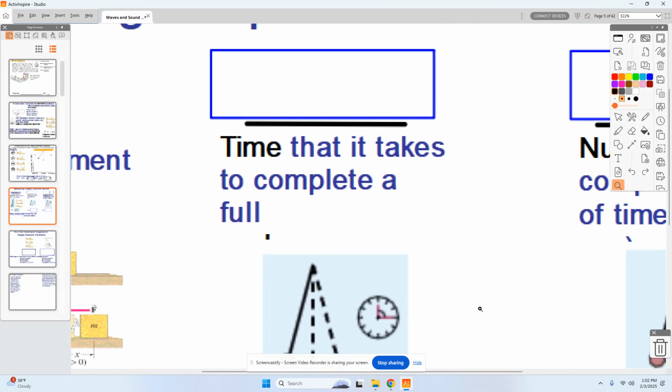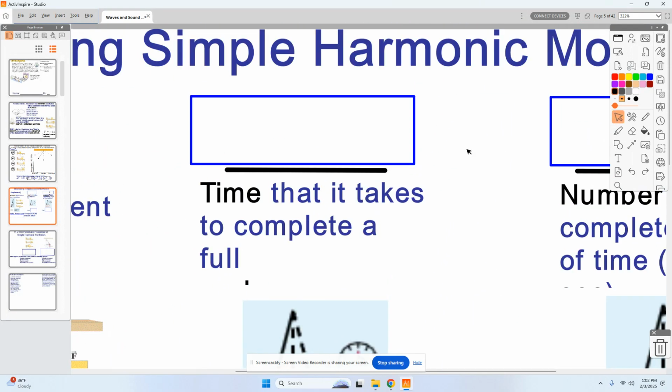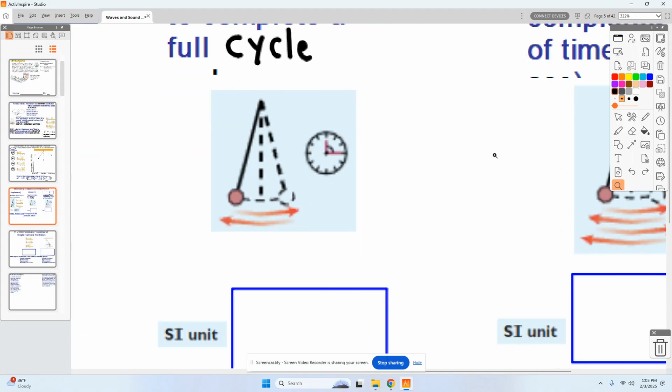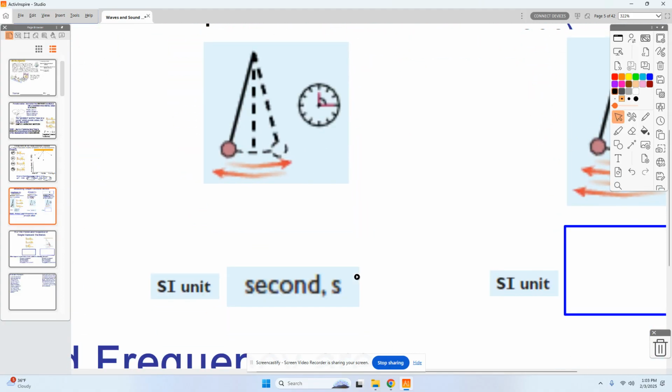All right, the time that it takes to complete a full cycle is the period. And this is missing for whatever reason. Whenever I go through and redo the notes here, some things get missed. So the time that it takes to complete a full cycle is the period. You should know the SI unit for that. The SI unit for that is the second. So when I start talking about periods for simple harmonic oscillators, the SI unit is the second.